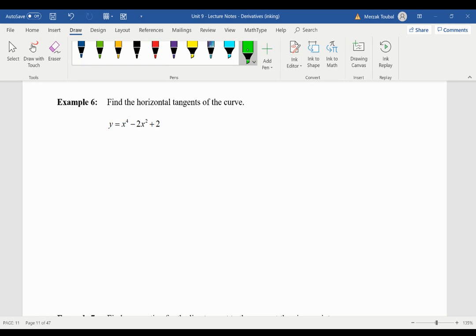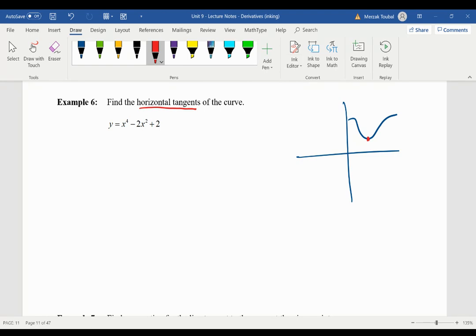Example 6 says find the horizontal tangents of the curve. So what does the question mean? Let me explain what the question means. So let's say you got, this is curve x to the power 4. Let's say we just take a piece of the curve just to explain what's going on. What the question means is find the horizontal tangent. So horizontal tangent, it means the tangent to the curve is a horizontal line.